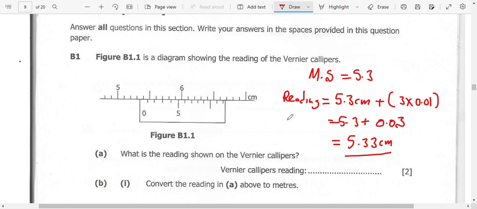That is how you get to read. So if this was a micrometer screw gauge, the answer would be in millimeters. But this is a vernier caliper. It is in centimeters. So make sure that you put the right unit.